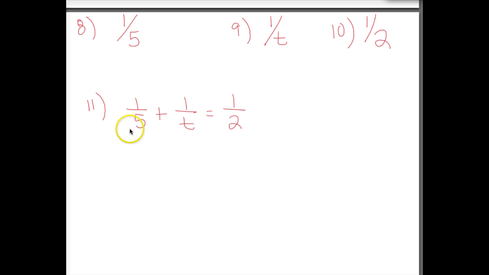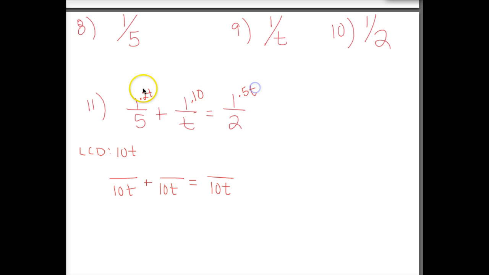Probably most of you looked at this as a rational equation and said, okay, I need the common denominator, which the factors are 5, 2, and t, so that makes my LCD 10t. And so, if you use an LCD of 10t, just like we did with our other rational equations, here I would have had to multiply by 2t, here I would have had to multiply by 10, and here I would have had to multiply by 5t. So that gives me 2t here, 10 here, 5t here. So 2t plus 10 equals 5t.